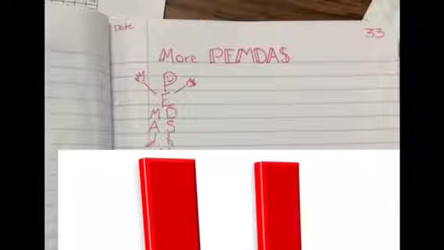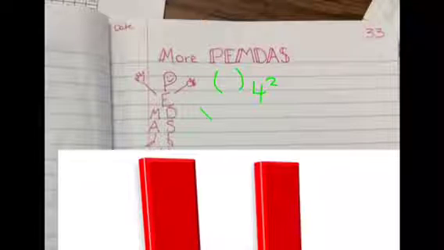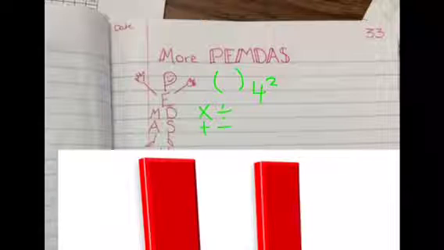Now I want you to remember that the P is for parentheses. The E is for exponents, like when you have 4 squared. The M and the D are for multiplication and division. The A and the S are for addition and subtraction. Okay?